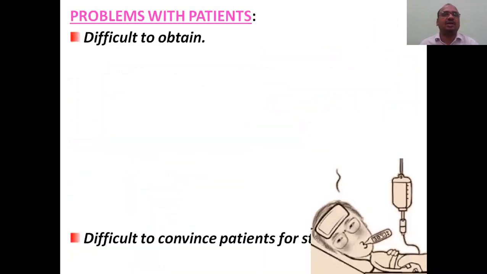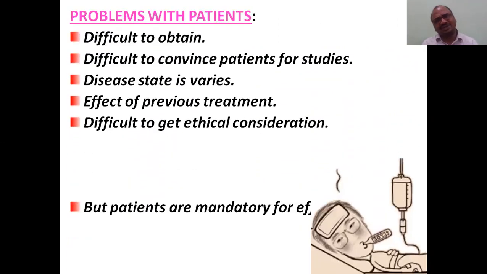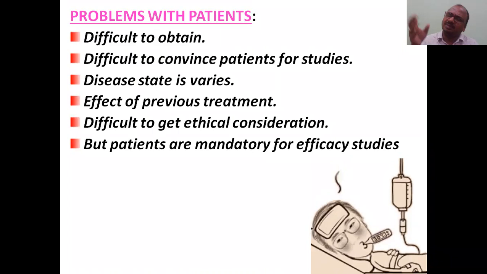So for those efficacy studies, the pharmacodynamic effect, what the drug does to the body, you have to select patient volunteers. There are some problems with patients, but you have to face them. There is no option. It is mandatory to use patients if you want to know efficacy. First, they are difficult to obtain. Suppose you developed an anti-cancer drug, you have to call all the cancer patients. They are spread throughout India. Somebody will accept, somebody will not, somebody will demand money. That's why they are very difficult to obtain.